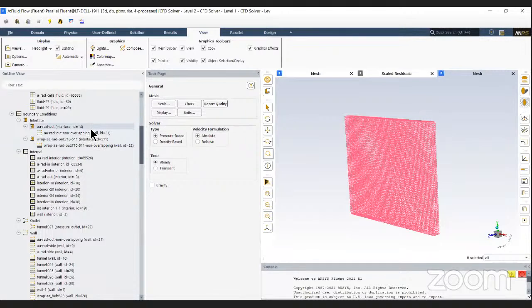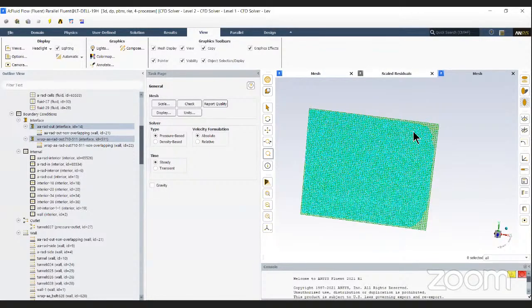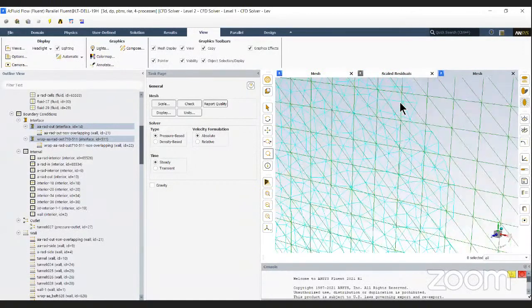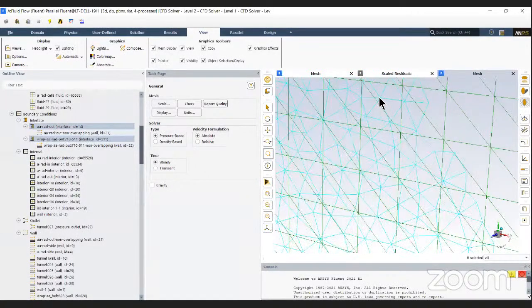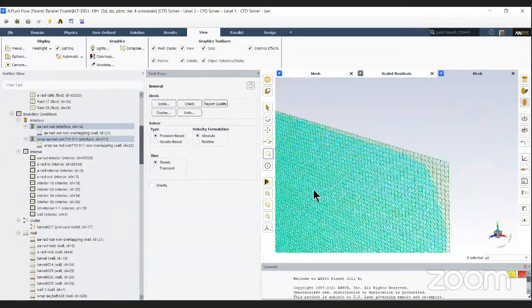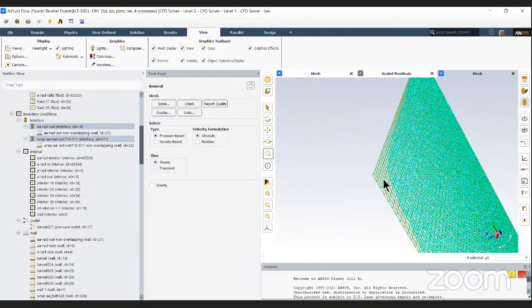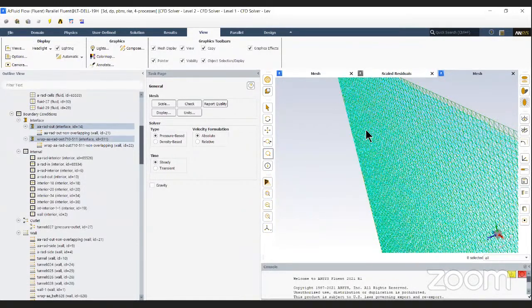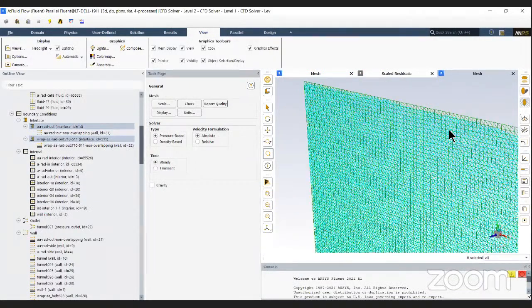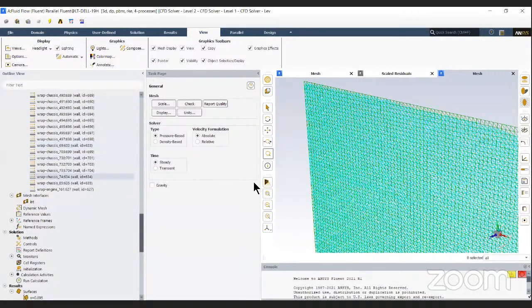In this case, for example, if I show you these two guys, you will notice that they're not exactly matching. Do you see that the node points are not matching? This is what I mean by a non-conformal mesh. So an interface had to be created in order to make sure that data from one mesh is able to be transferred to the other, adjacent mesh, right? So you can go ahead and do that as well.